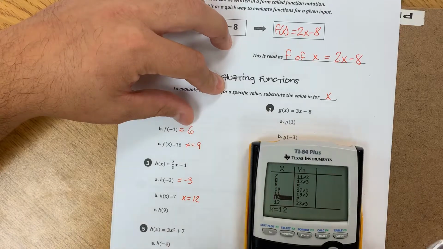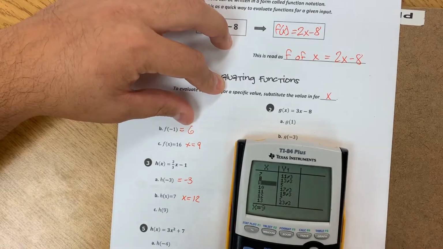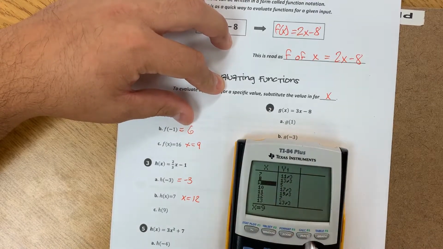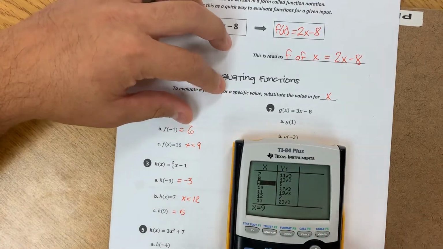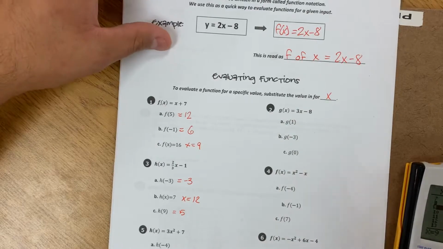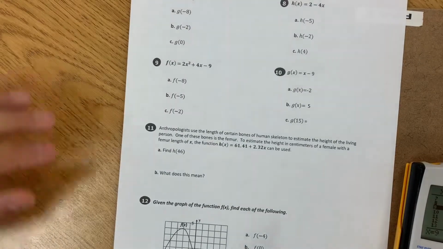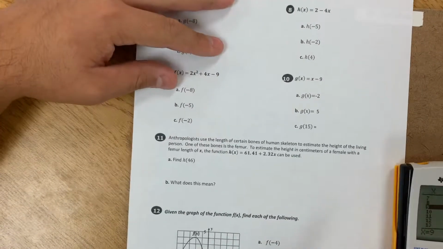Next we have h of 9. So that means that x is 9 and y value is going to be 5. So h of 9 equals 5. All right, we're going to skip over to number 11.